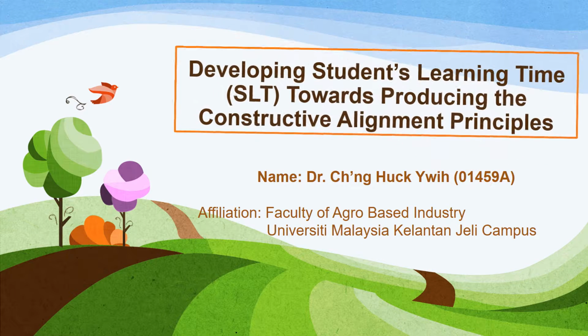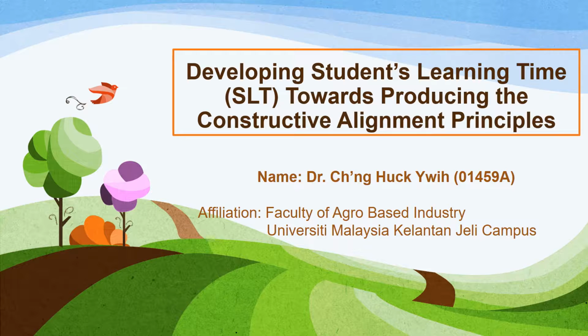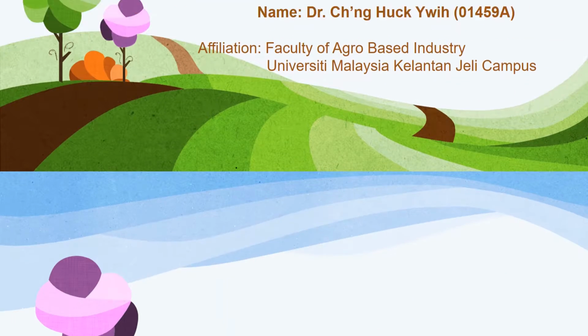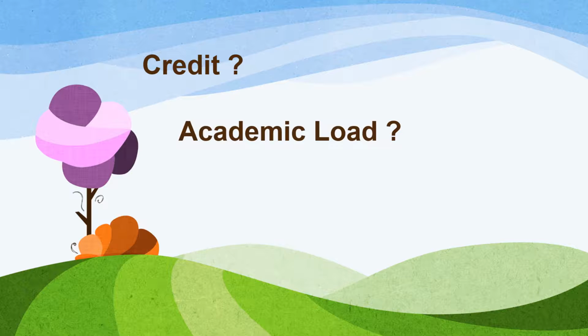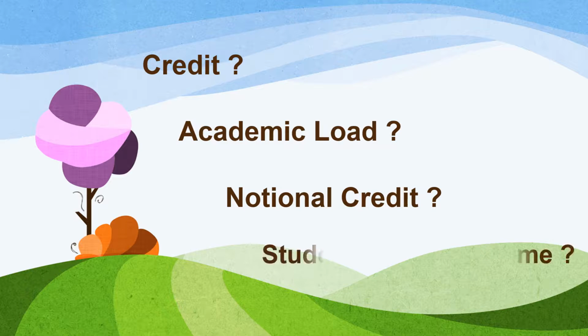Today we are going to learn how to develop students' learning time towards producing the constructive alignment principles. Before we start, we need to know some of the terms. We need to know what is the meaning of credit, what is the meaning of academic load, notional credit, and students' learning time.